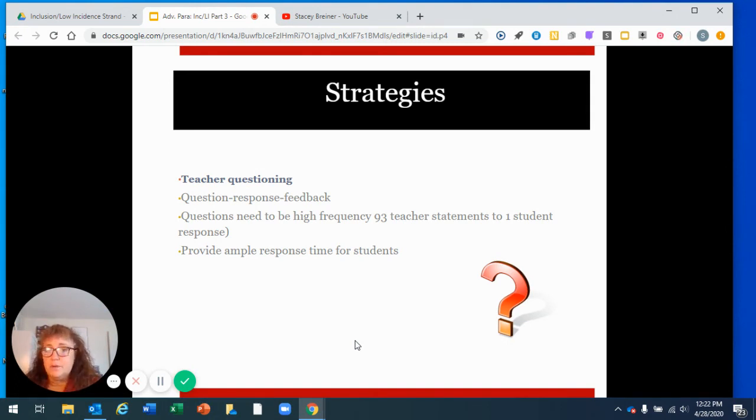We also need to make sure we give ample response time. All too many times we're working with students that have very slow processing speeds. Their working memory is poor, and we go very fast. And by the time you have finished the question, they're still trying to process the first part of that question. So we have to make sure we give them ample processing time before we get the response.